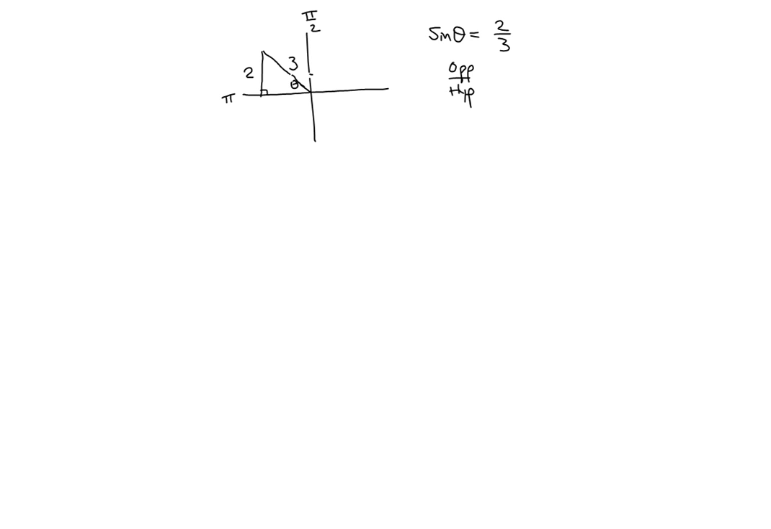By using what? Pythagorean theorem. So 2 squared plus x squared equals 3 squared. So x squared is equal to, that's 9 minus 4 is 5, so x is equal to plus or minus the square root of 5, right? Now, we're in quadrant 2. Should x be positive or negative? Negative. So this is negative square root of 5.